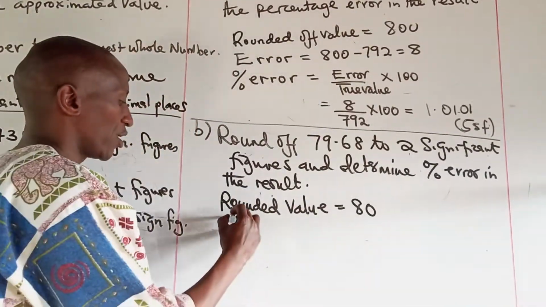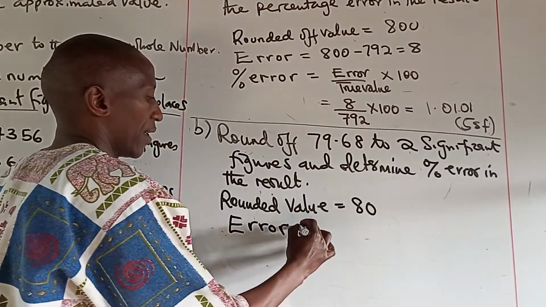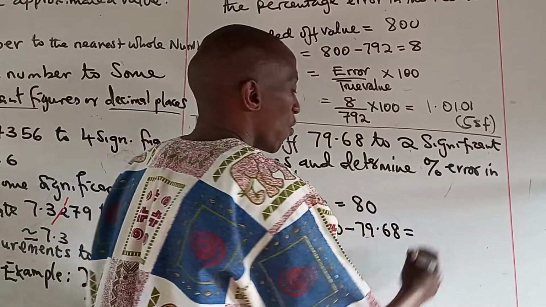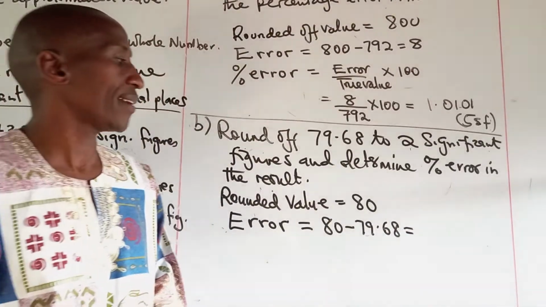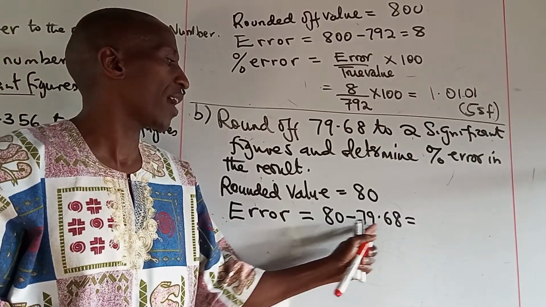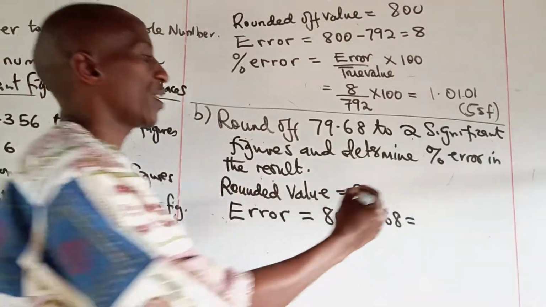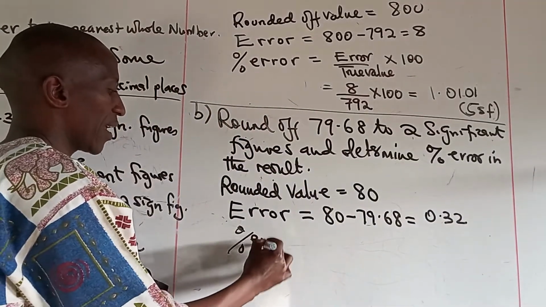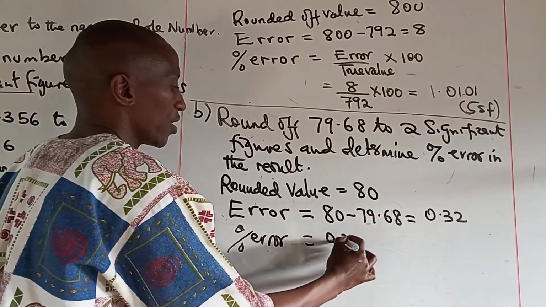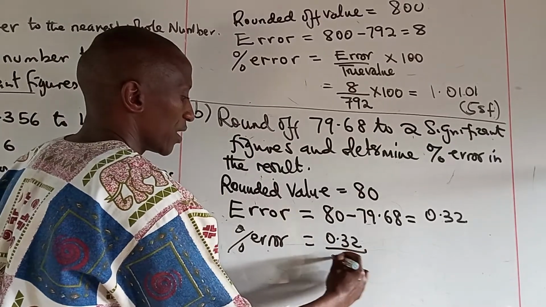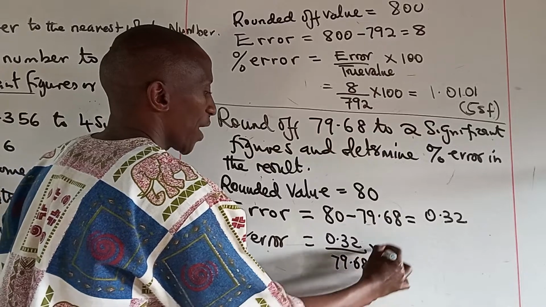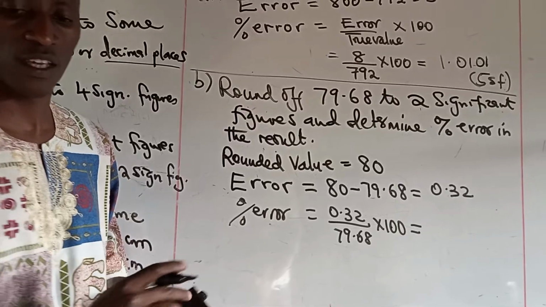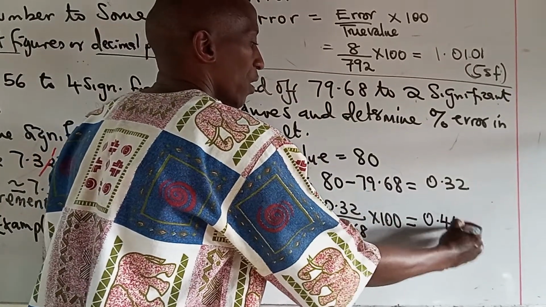Now, what is the error margin? How much is the error? That gives us 80 minus 79.68. Once more, viewers, compute that, 80 subtract that, and I want to believe that we have 0.32. So straight away, percentage error gives you 0.32 over the true value, which is 79.68 multiplied by 100, and that in percentage form gives us 0.4016.